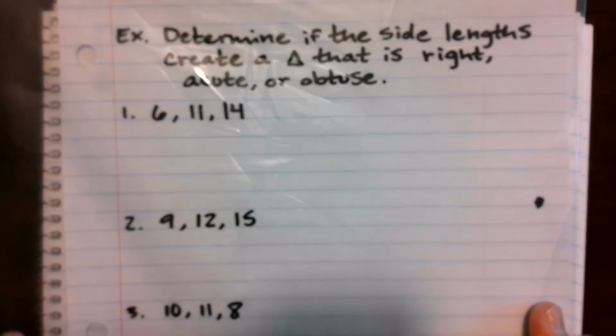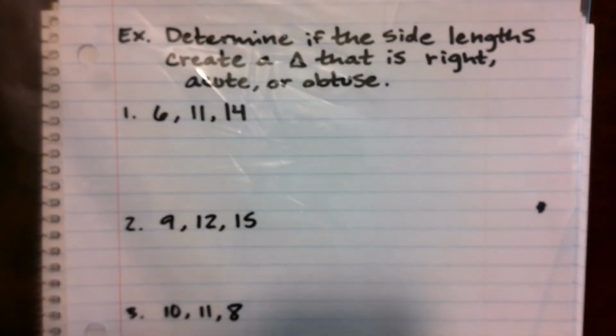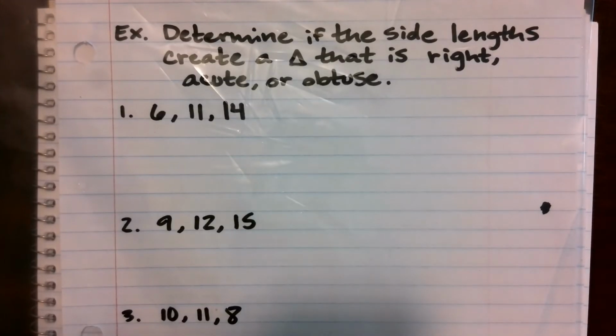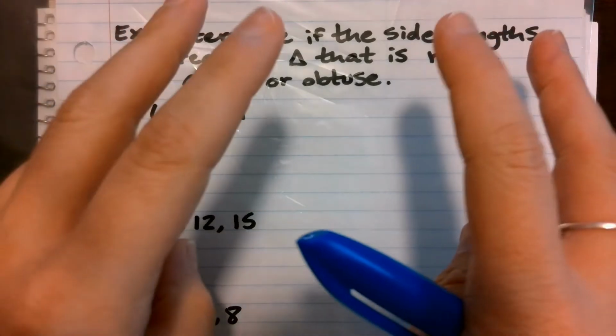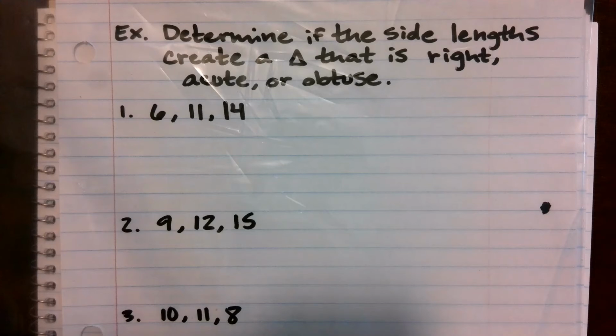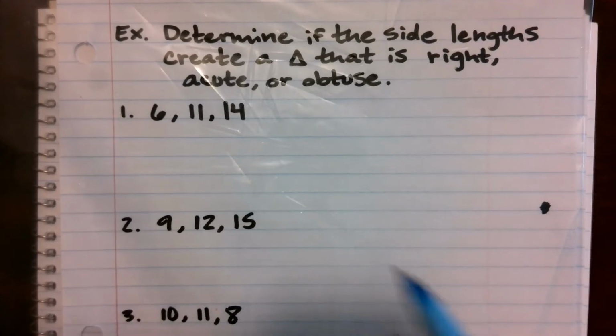So in these three examples, we're just determining if our side lengths are going to create a triangle that's right, acute, or obtuse. Remember, for any of these, that biggest number is, quote unquote, the hypotenuse, or it could be if it's a right triangle, but we know it's the longest, so if it has any chance of being a right triangle, the longest one will be the hypotenuse.